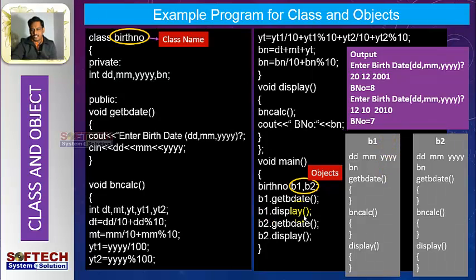Then b1.display: we call the display function from the b1 object. So what is the definition of display? It calls bn_calc. It calls the bn_calc function of the b1 object. Within bn_calc, what is the definition? Totally local variables: dt, mt, yt, yt1, yt2.